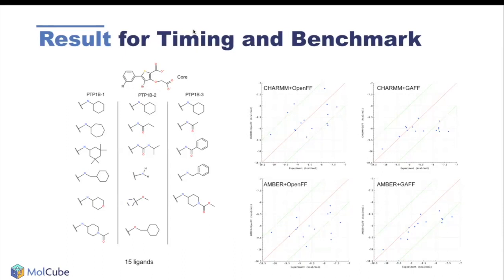For this example system, we did an MSLD simulation for in total 15 ligands. We also tested different force field combinations. As shown in this figure, most points are within the ±1 kPa region, and the best result is from amber plus GAF force field.